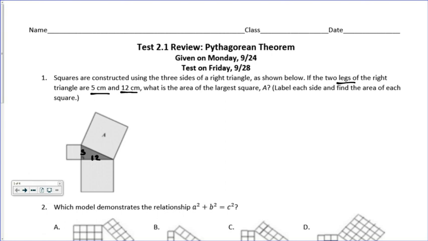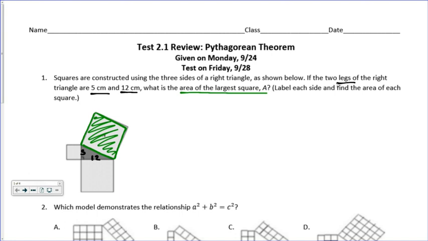Remember, the legs are the 2 sides that form your right angle. Okay? And what are we looking for? We're looking for the area of the largest shape. So we're looking for this entire space. I don't want to know what that side length is yet. I need to know that entire area. So to do that, we have a right triangle. We're going to use the Pythagorean theorem.